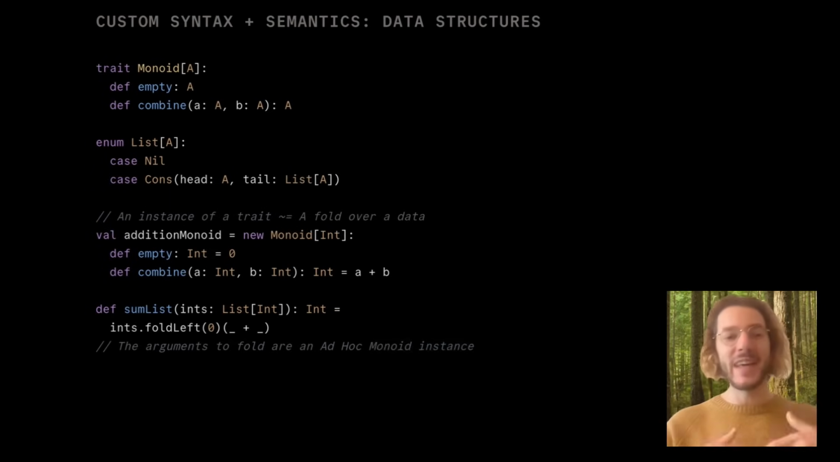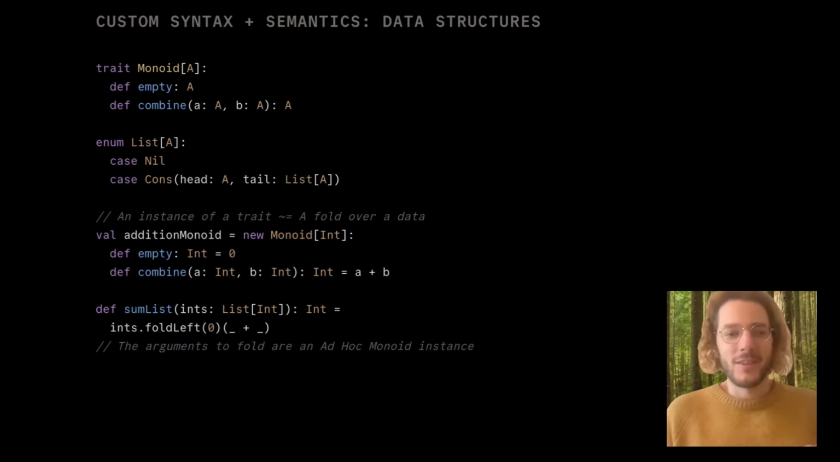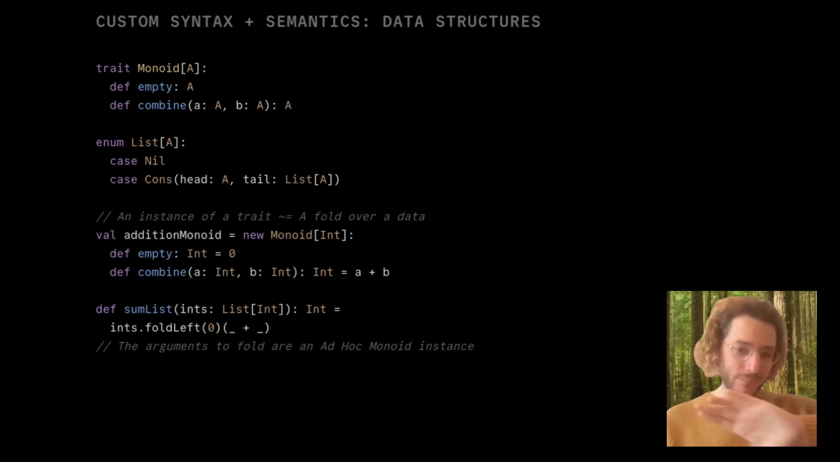So you could define folds for really any data type. And the arguments to fold are basically just the semantics of the structure of the data type, which is cool, or perhaps completely inscrutable if you don't know what I'm talking about.